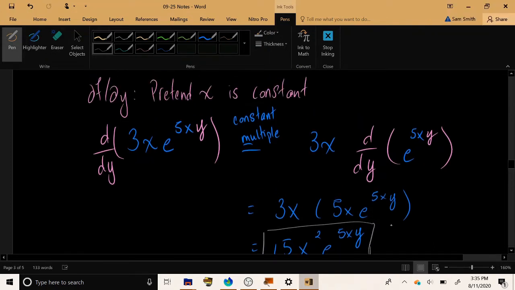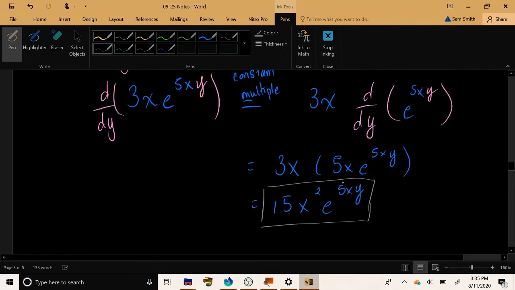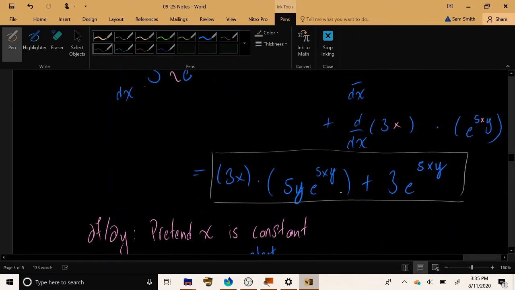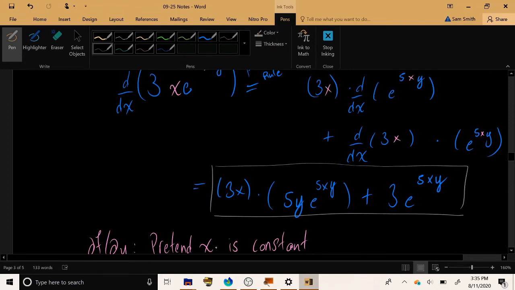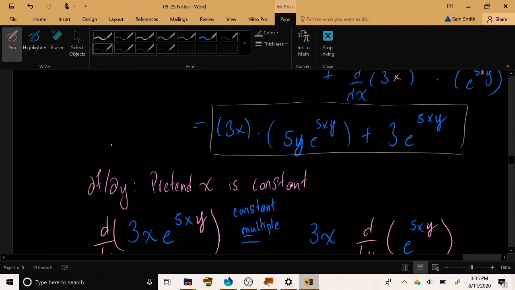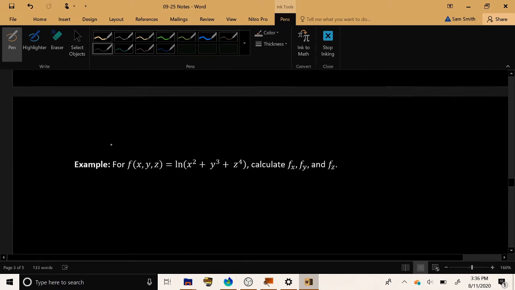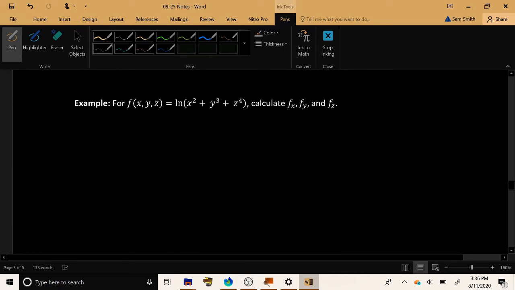Now notice that these are very different looking answers. 15x squared e to the 5xy only has one term, whereas the partial derivative with respect to x has two terms. And you can usually expect that to be the case. Usually the partial derivative with respect to x and the partial derivative with respect to y are going to look quite different.